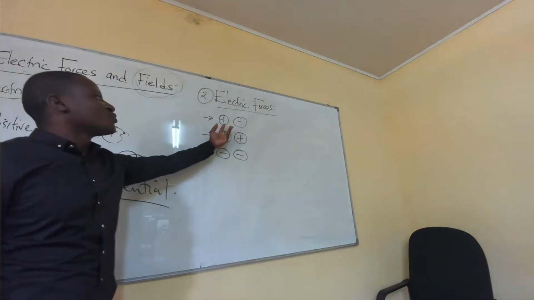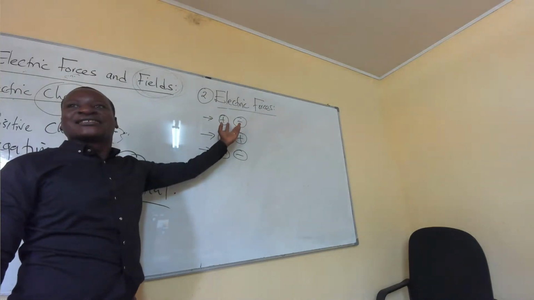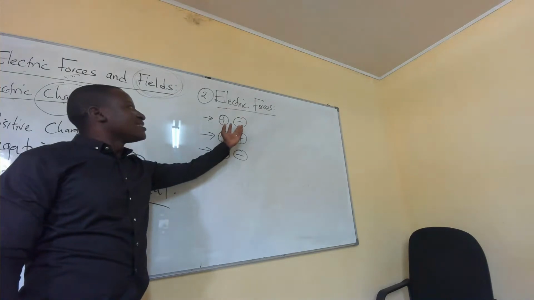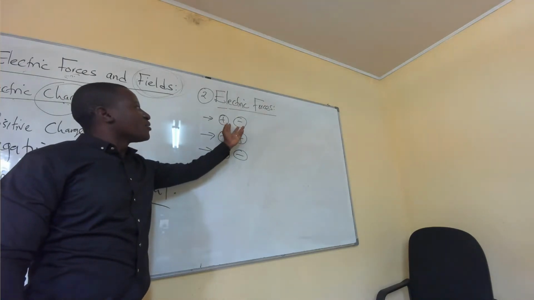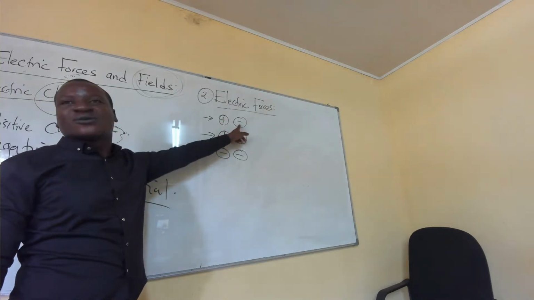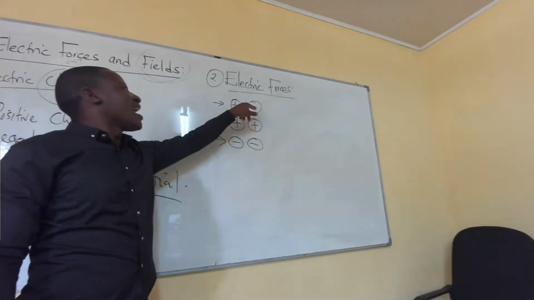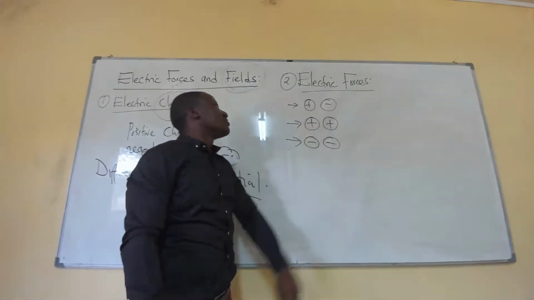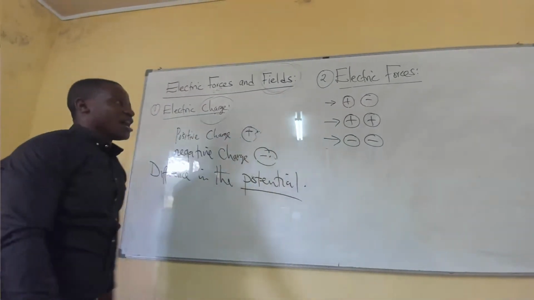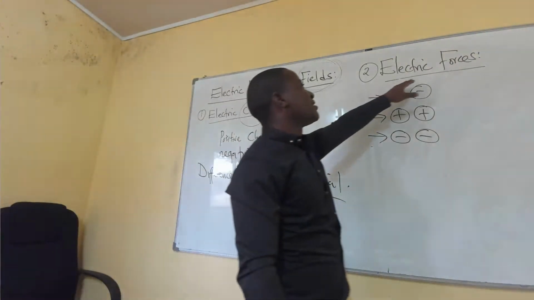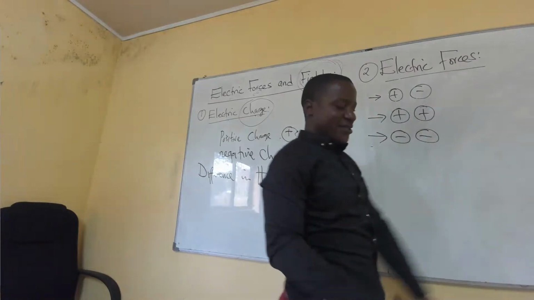If you bring two charges together, you realize that they will start interacting. They will also exert, for example, this charge will exert some force on this charge, and as a result, this one also will exert some force on the other charge. In the end, what we get is what are called the electric forces.